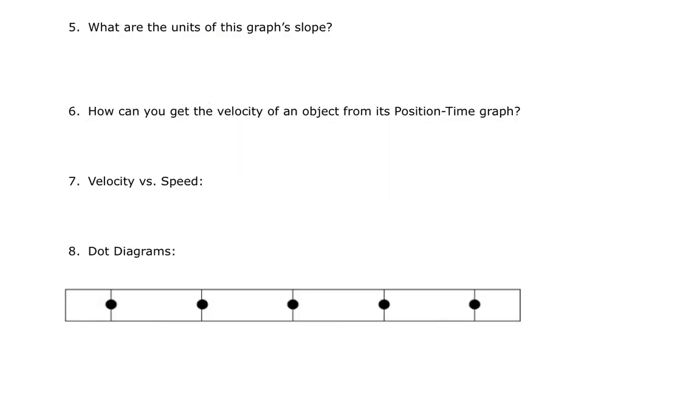Okay, on to the next page. What are the units for this graph's slope? Well, we just said that slope was velocity, and it's change in position over change in time. Well, we measured position for that graph in meters, and we measured time in seconds. So the units for the slope are meters per second. Sounds very similar to miles per hour. There's our velocity. So anytime we want to calculate the velocity of an object from a position time graph, we just calculate the slope.